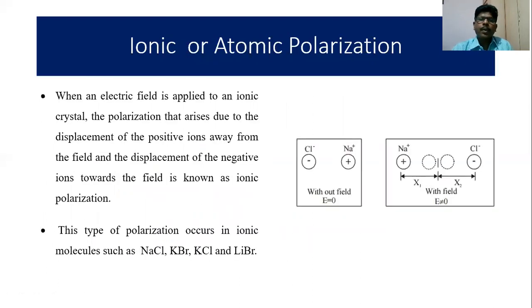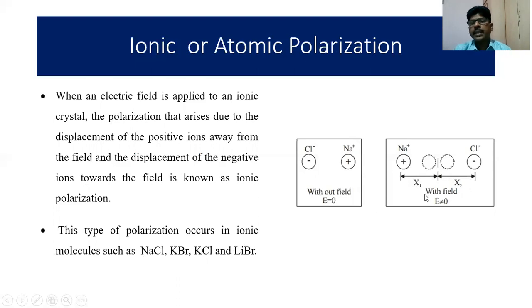So next we can see what is ionic or atomic polarization. It has already been explained in the previous lectures, but just to recollect, when an electric field is applied to an ionic crystal, the polarization that arises due to the displacement of the positive ions away from the field, and the displacement of the negative ions towards the field, is known as ionic polarization. This example we have taken is Na plus and Cl minus. This type of polarization occurs in ionic molecules such as NaCl, potassium bromide, and so on.